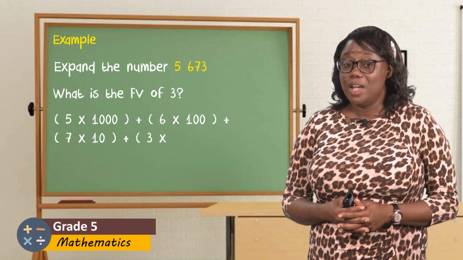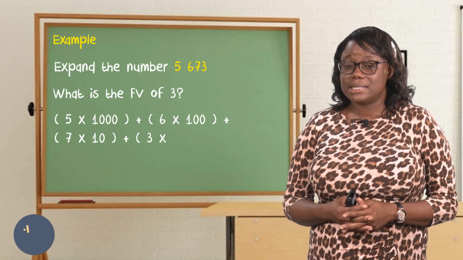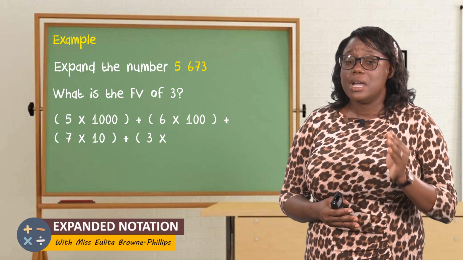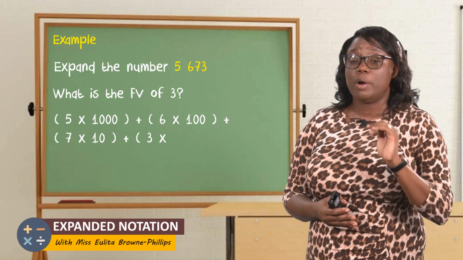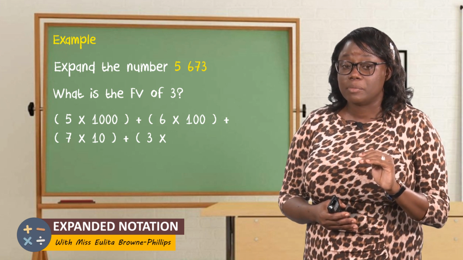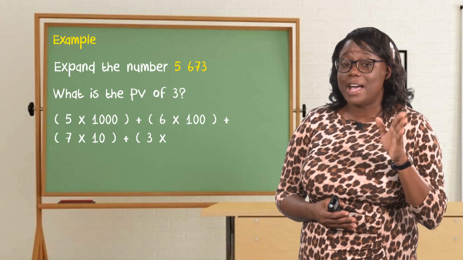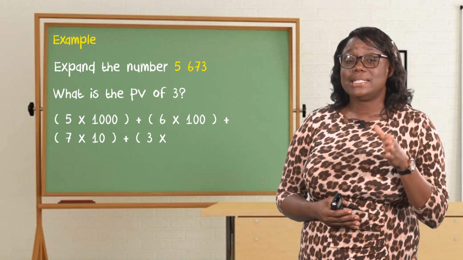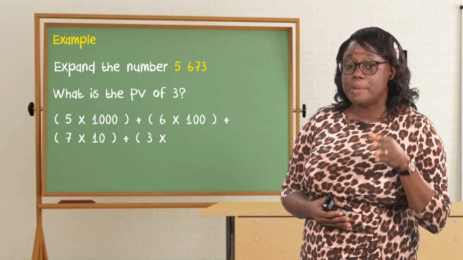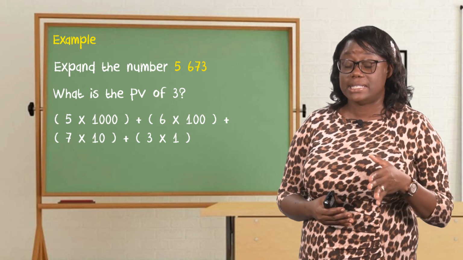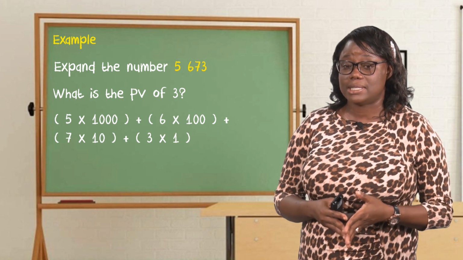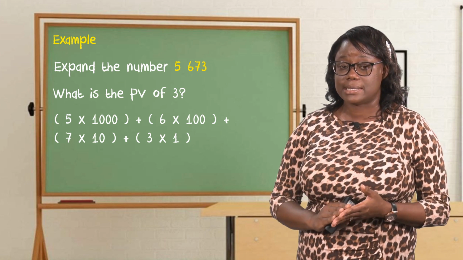Yes, 3. Good going, boys and girls. We open our brackets, write our 3 in it, our multiplication sign. What is the place value of the 3? What is the position of the number 3? Ones. Yes, that's correct. And we close our brackets.